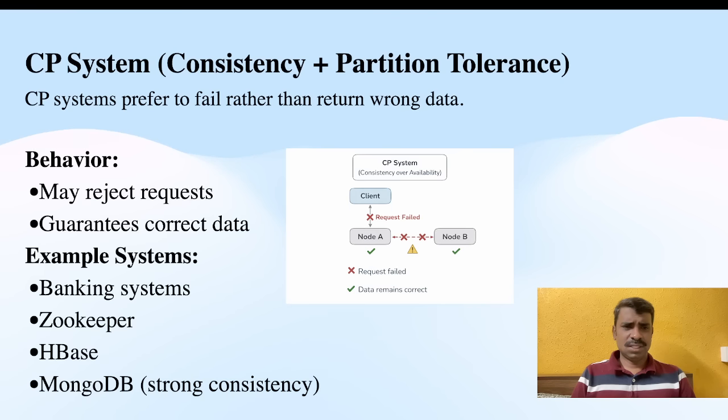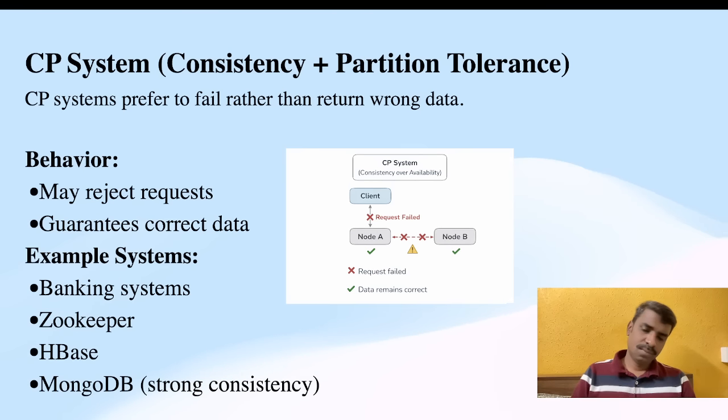So in the diagram you can see consistency over availability. It's a CP system. So the request is failed, that's all. It will not give any stale data or old data. If there is some failure, meaning a partition, it prefers to fail rather than giving wrong data.